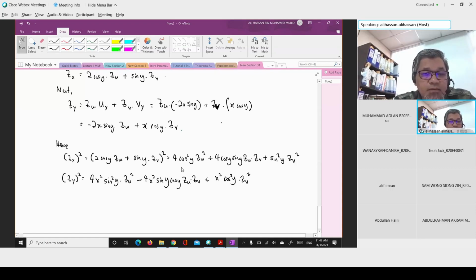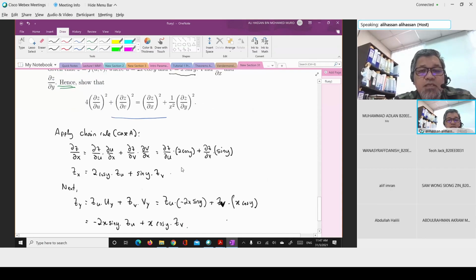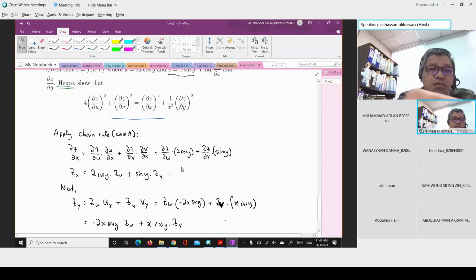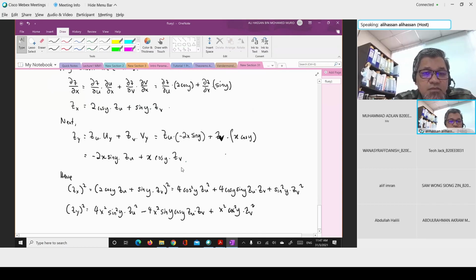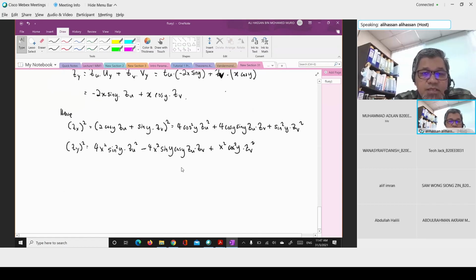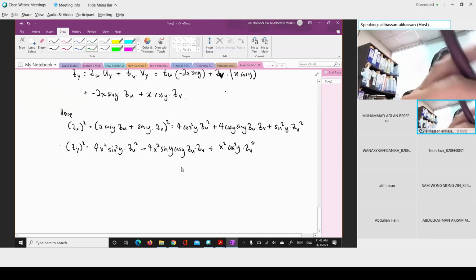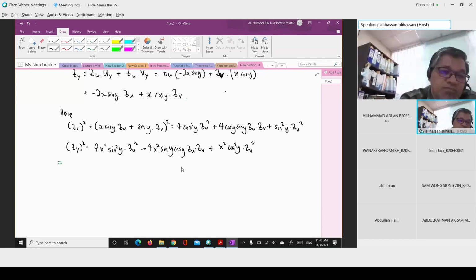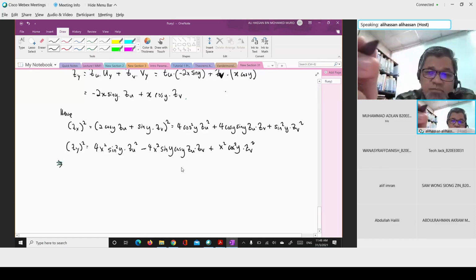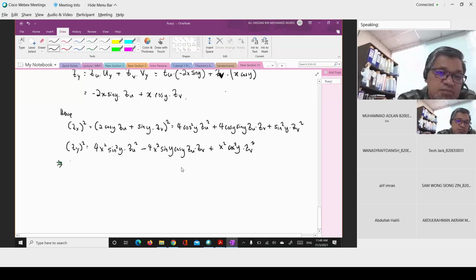Okay, so we have found z partial x squared and z partial y squared. But look at this, for the square of z partial y, we have this coefficient 1 over x squared. So that means divide both sides by x squared. From the result that we have obtained just now, we divide both sides, can factor out x squared.